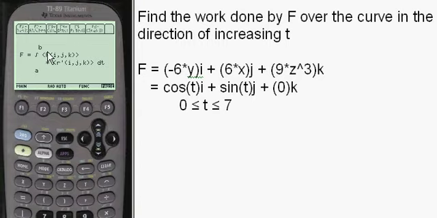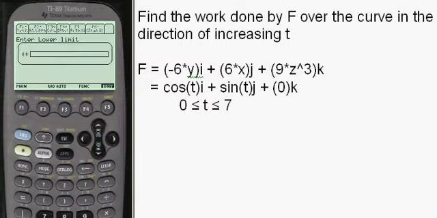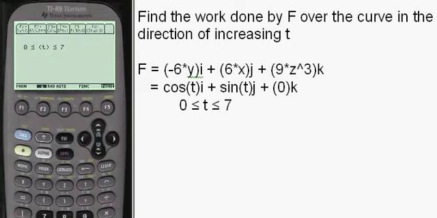Here's the formula again. F of i, j and k times the r prime of i, j and k dt. Okay, we're going to enter the range. I've already done that, 0 to 7, to save time. Here's 0 to 7 for t. I say that's okay. And we get the integral over the range of 0 to 7. This is a definite integral now. We got the two vectors here.